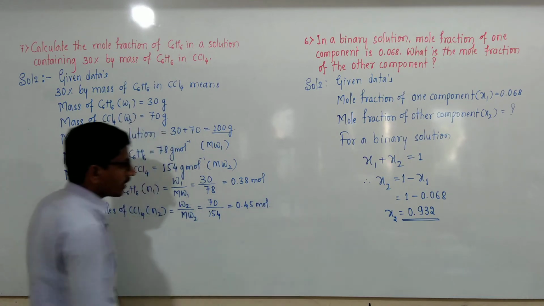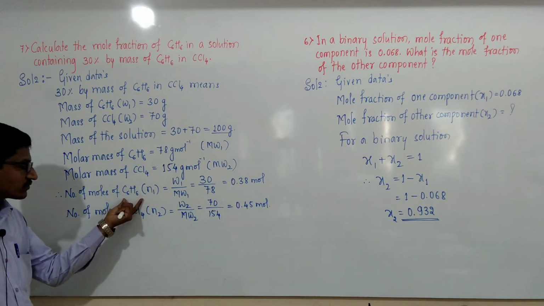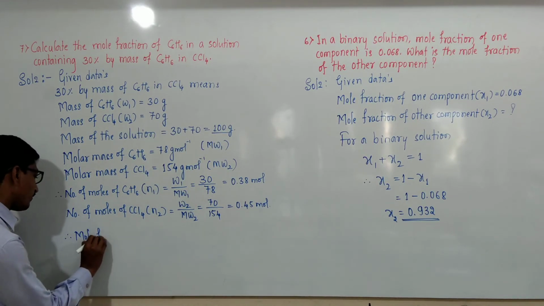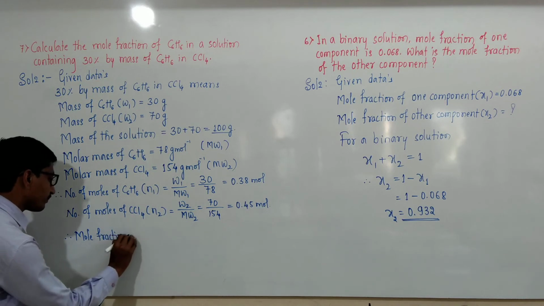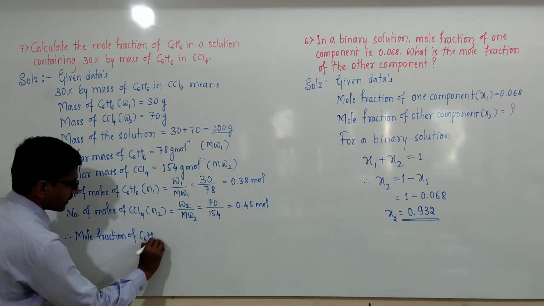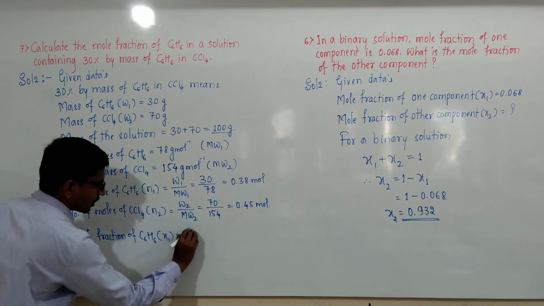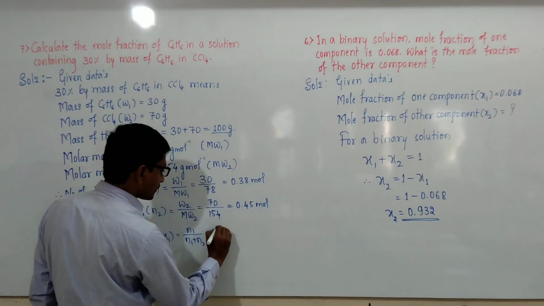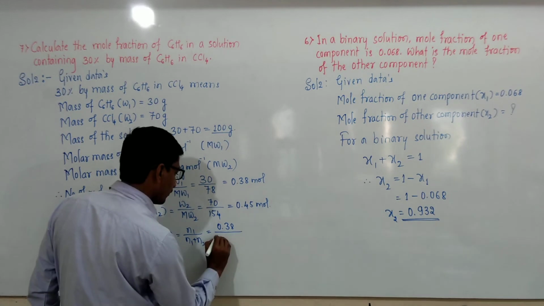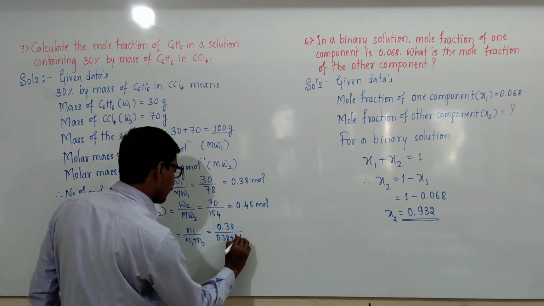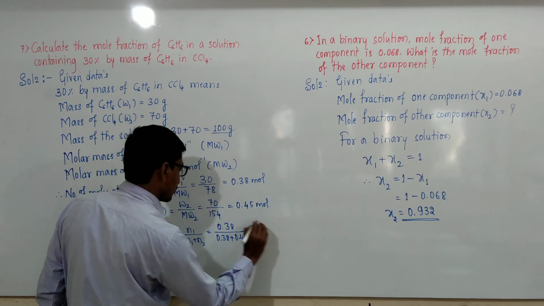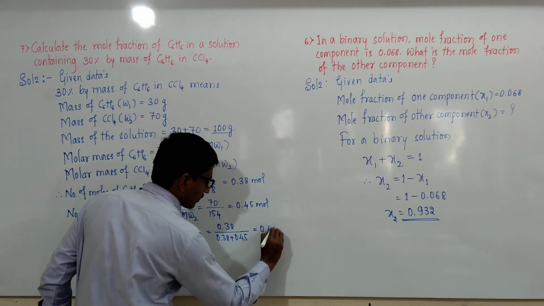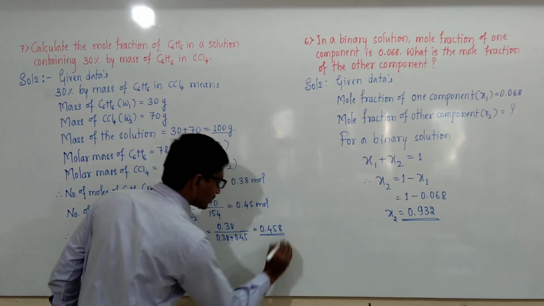moles. Then by knowing the number of moles of CCl4 as well as benzene, we can calculate mole fraction. Therefore, mole fraction of C6H6, that is X1, is equal to N1 divided by N1 plus N2. This is equal to 0.38 divided by 0.38 plus 0.45, which is 0.458. This is the mole fraction of benzene.